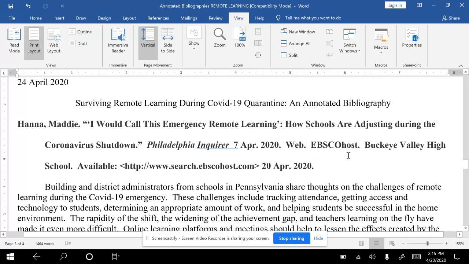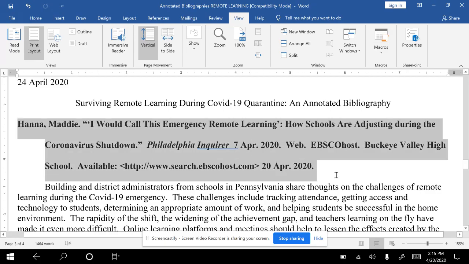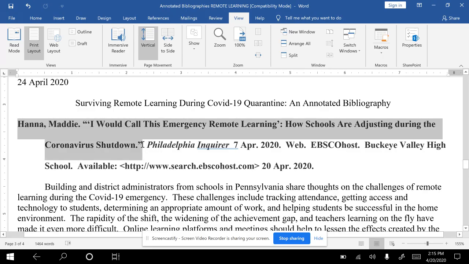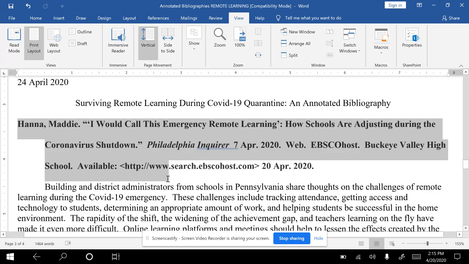Then, take a look. We have our citation. This is an article I just found earlier today. And I used my MLA sheet to figure out what goes where. Last name, comma, first name, period. We have the title, in quotes with a period. We have the name of the magazine, newspaper, italicized, no period. Date it was published. Normally it would have a colon and a page number there, but there was none that I could find. Web, EBSCO host, Buckeye Valley High School, available colon, the web address to the .com, and then the date that I found it, which was today.